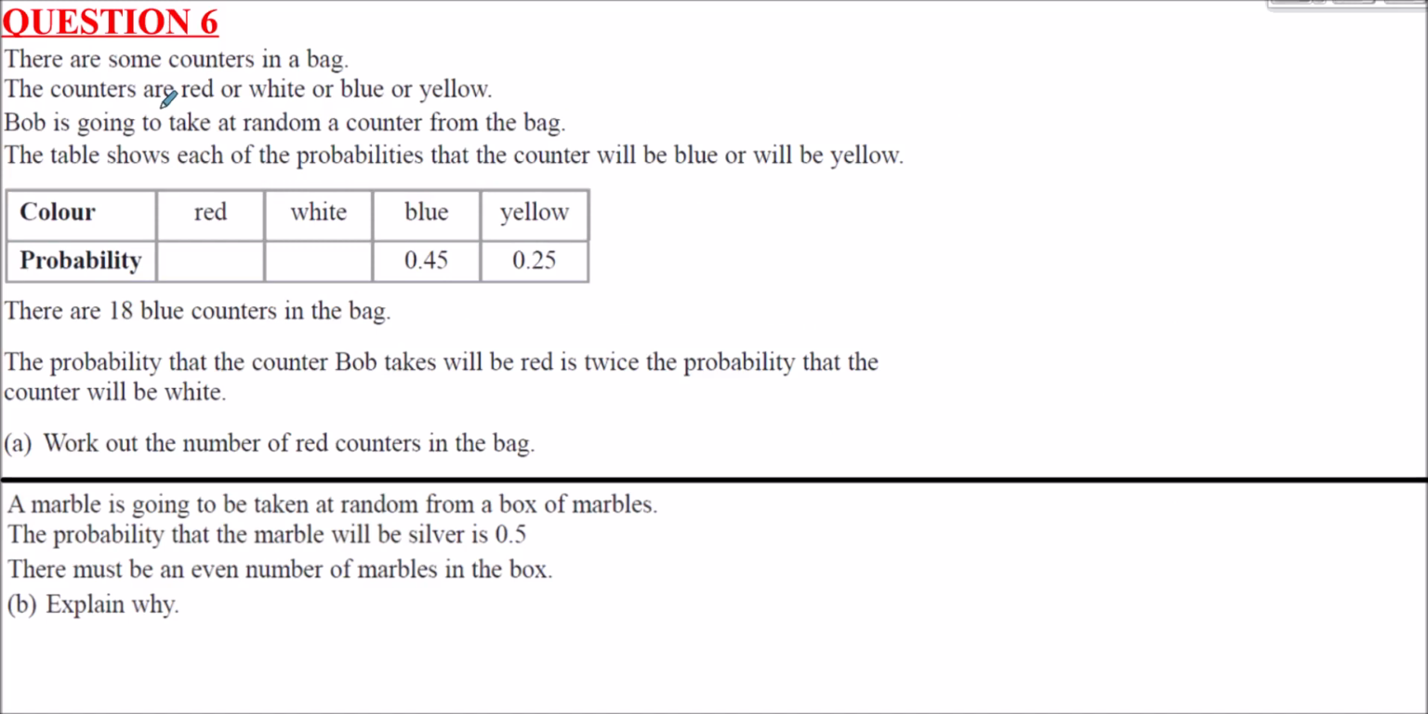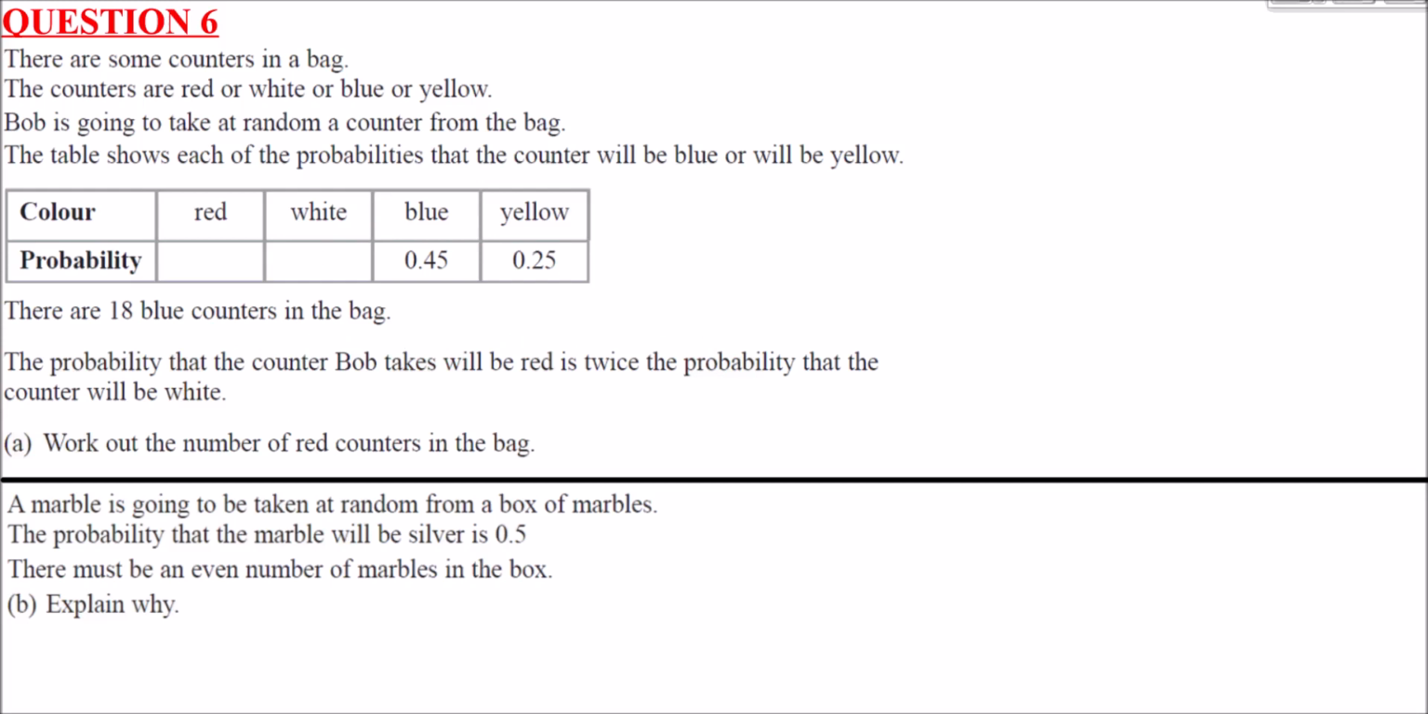Number 6, a standard question really, always about counters in a bag. There's some counters in a bag that are either red, white, blue or yellow. Bob is going to take at random a counter from the bag, and the table shows each of the probabilities that the counter will be blue or will be yellow. There are 18 blue counters in the bag. The probability that the counter Bob takes will be red is twice the probability that the counter will be white.